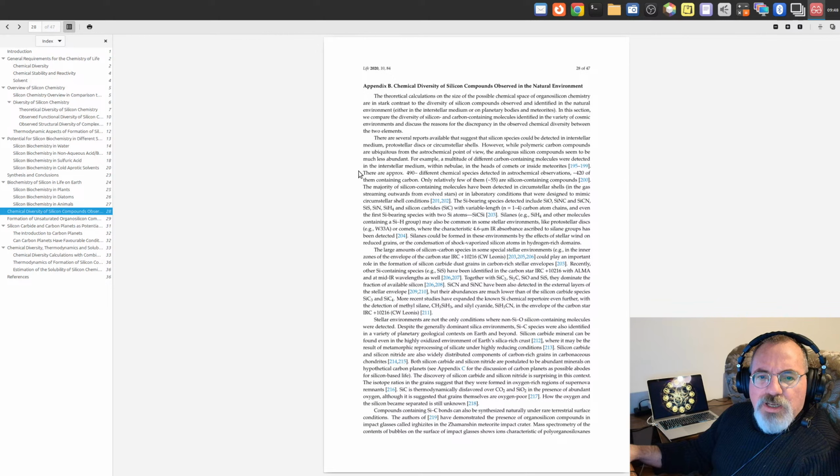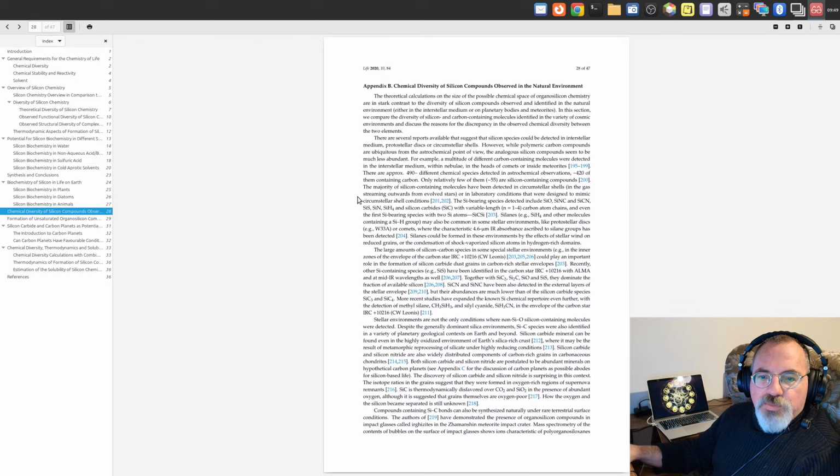There are approximately 490 different chemical species detected in astrochemical observations. 420 of them contain carbon. Only relatively few of them, about 55, are silicon-containing compounds. The majority of silicon-containing molecules have been detected in circumstellar shells, in the gas streaming outwards from evolved stars, or in laboratory conditions that were designed to mimic circumstellar shell conditions.